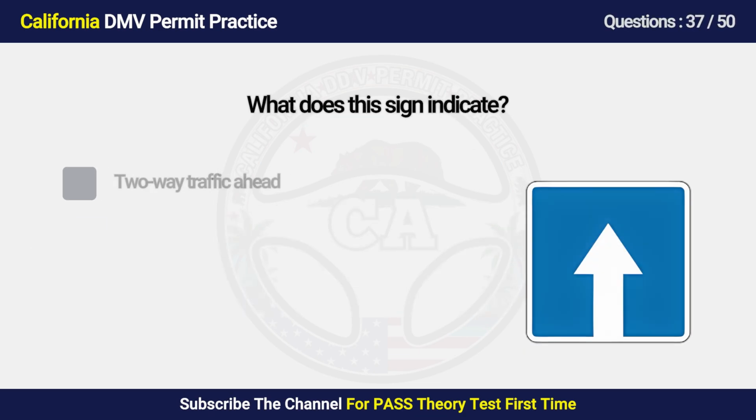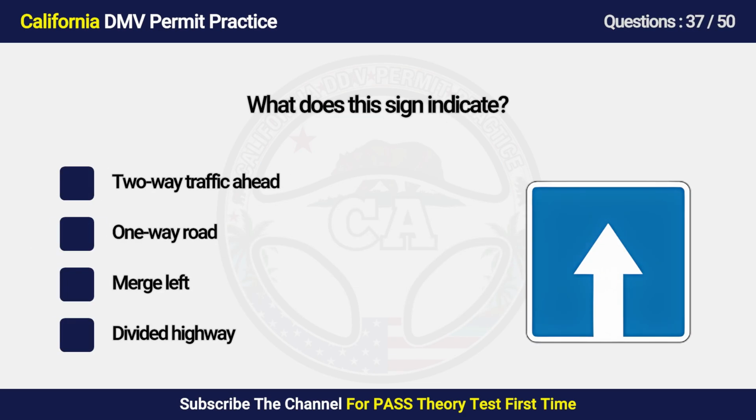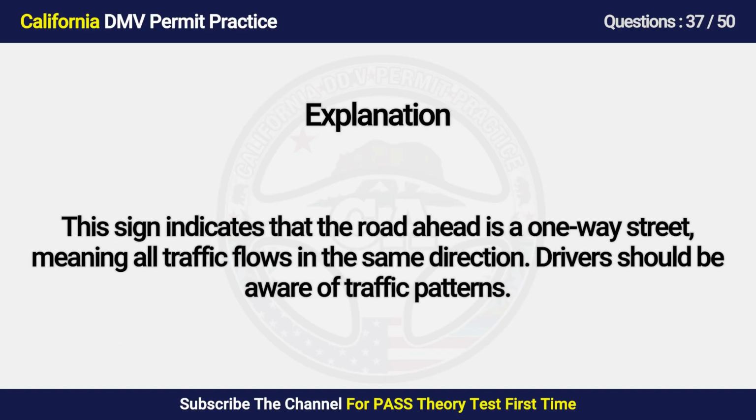Question 37. What does this sign indicate? A. Two-way traffic ahead. B. One-way road. C. Merge left. D. Divided highway. Answer is B. One-way road. This sign indicates that the road ahead is a one-way street, meaning all traffic flows in the same direction. Drivers should be aware of traffic patterns.